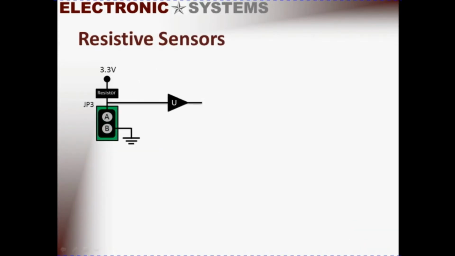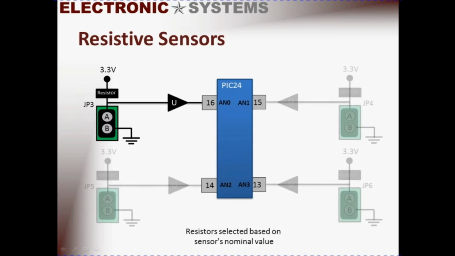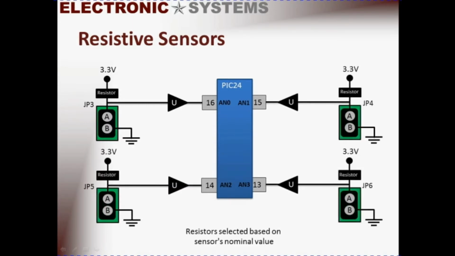A voltage divider network can be created using an onboard resistor and a resistive sensor, in this case plugged into JP3. The voltage, changing from 0 to 3.3 volts, is passed through a unity gain amplifier into pin 16 in this case, which is configured as an analog input on the PIC24. In total, there are 4 of these circuits in the system. The value of the resistor is chosen based on the nominal value of the resistive sensor being used.